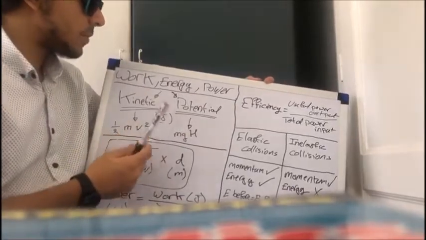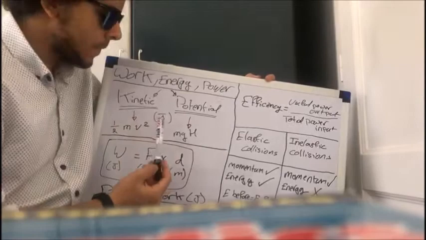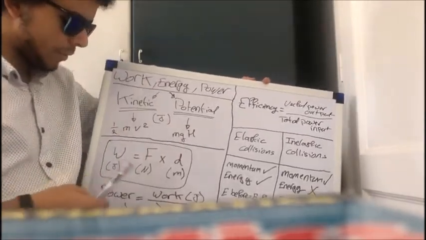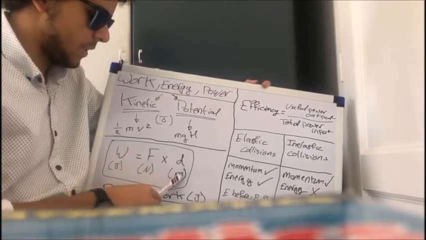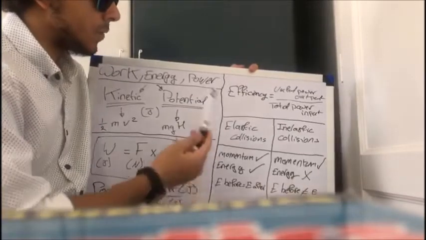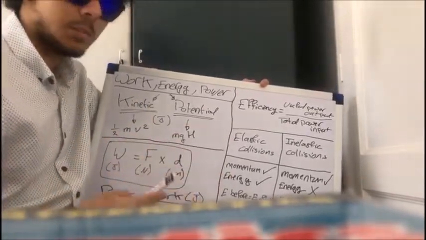We have two types of mechanical energy, which are kinetic and potential, both measured in joules. This equation is for kinetic and this for potential. We have a couple of equations here. Work equals force times distance, and power is the rate of doing work over time. Efficiency is the useful power output over the total input.